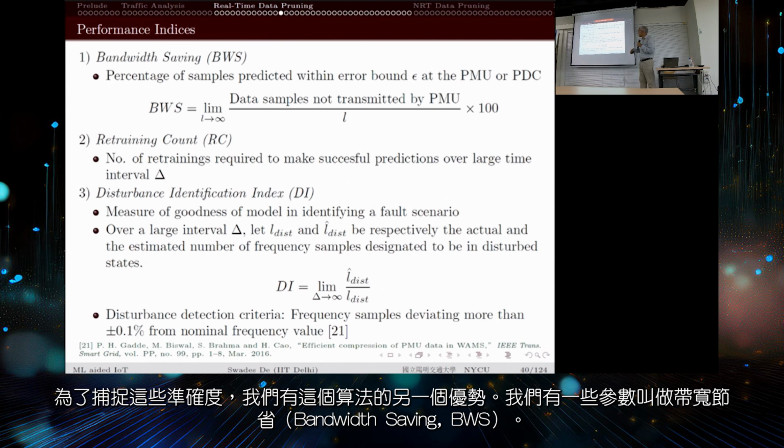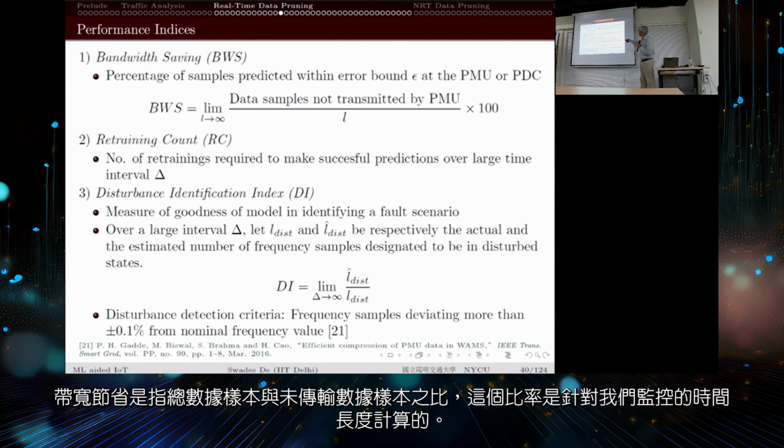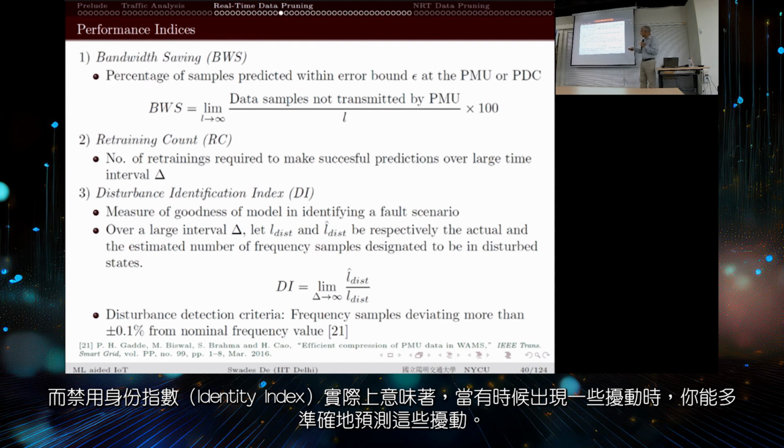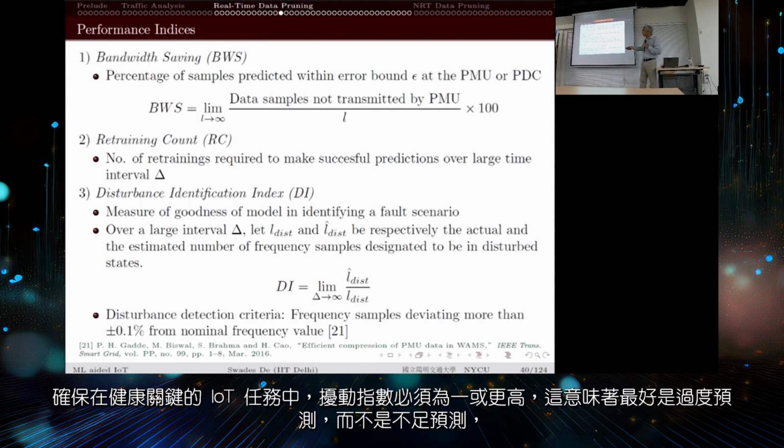And then to capture the accuracy, we have another benefit of this algorithm. We have certain parameters called bandwidth saving, BWS, which is the total data samples versus the data samples not transmitted over the length we are monitoring. Retraining count, how frequently I have to retrain, and the disturbance identification index, meaning that there are some disturbances, and how accurately we are able to predict those disturbances.